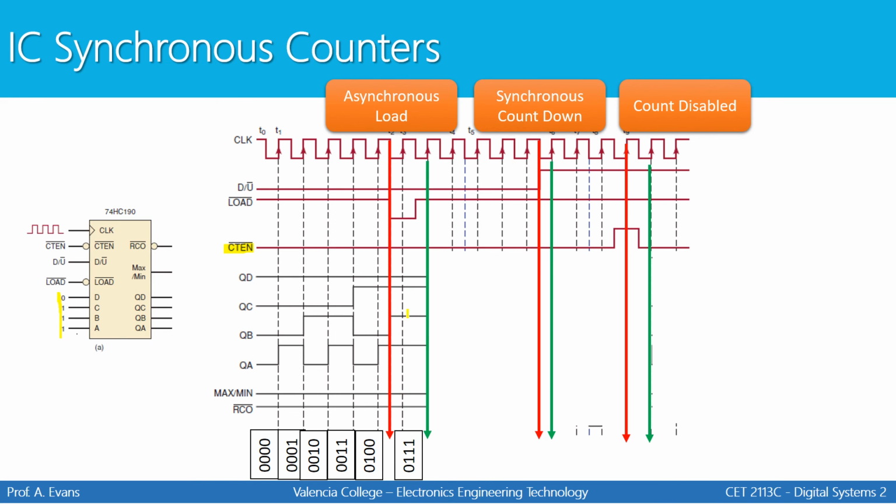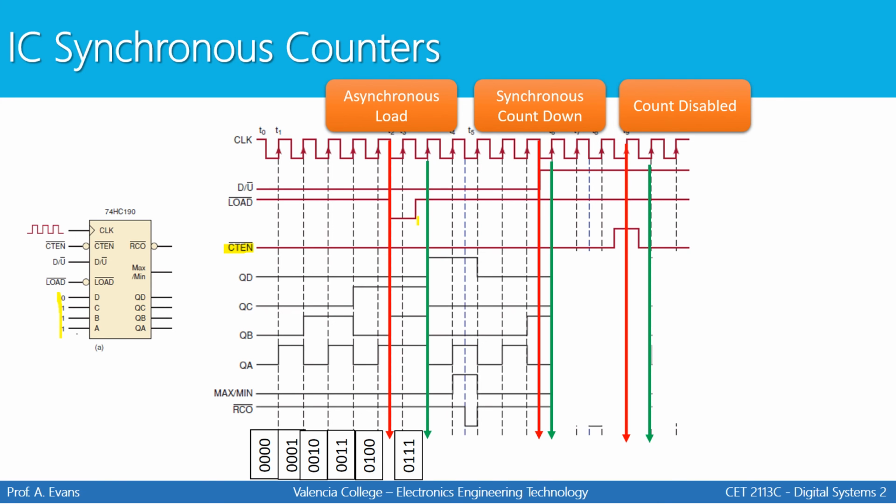The load occurs right here, and nothing else can occur until that load signal goes back high and the next clock pulse occurs. After that point, we're going to continue counting up. So we loaded 0111, which is 7. After that comes 8, after that comes 9, and then we reset back to 0 because this is a mod 10 counter. It does not go up to 15, it only goes up to 9.